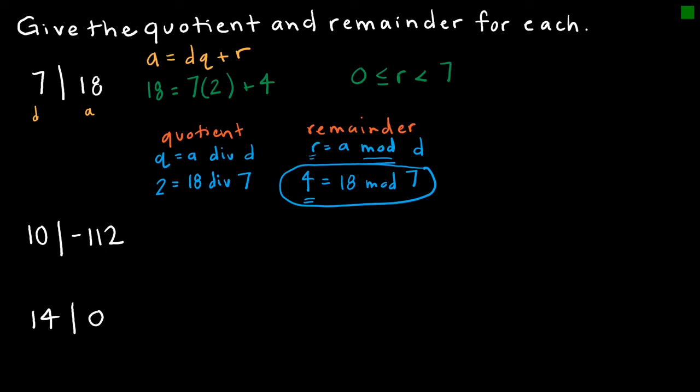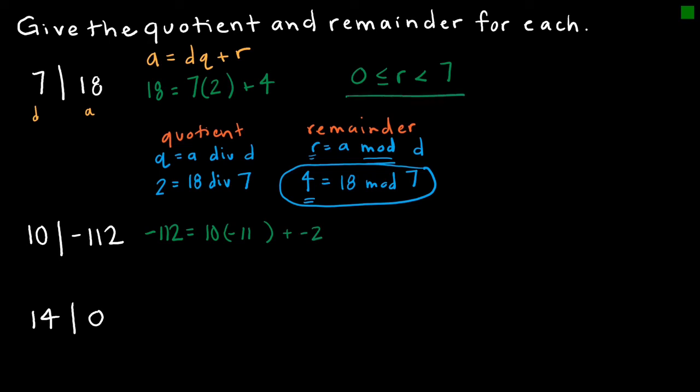Now let's take a look at an example that involves some negative values. So again, we're saying negative 112 is equal to 10 times some number plus some other number. So this one's a little bit different. I could say, okay, 10 goes into 112, that's 11 times. And if I took 10, I'm sorry, that's negative 11 to make it the right sign. 10 times negative 11 is negative 110, and then my remainder is negative 2.